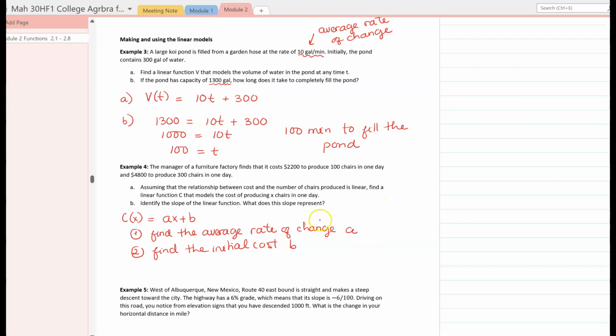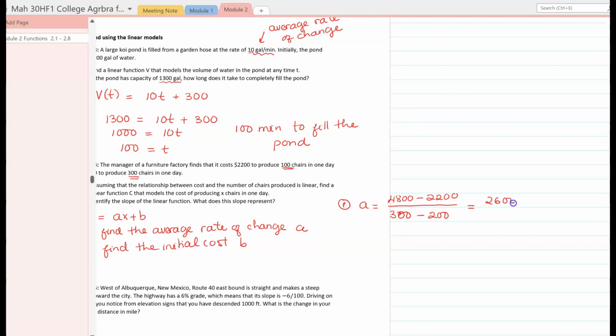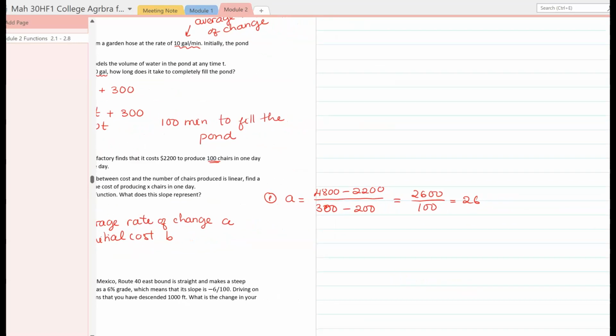So in part A, step 1, we want to find the average rate of change. Well, we know that the change is from 100 chairs to 300 chairs. So a is equal to the cost of 300 chairs, that is 4,800, minus 1,200, divided by the difference between 300 chairs and 100. So it costs $26 each chair. $26 to produce one chair.